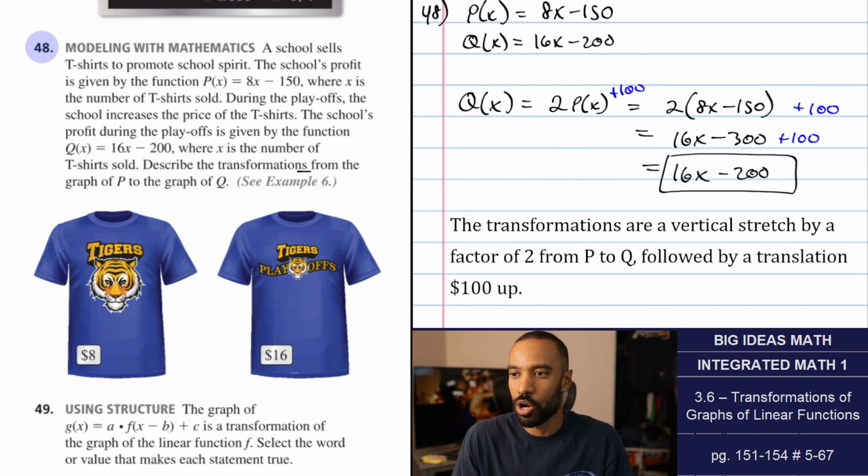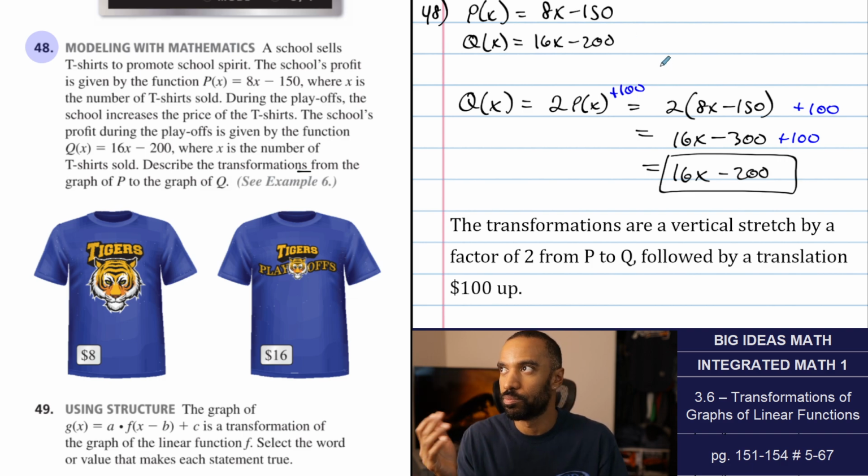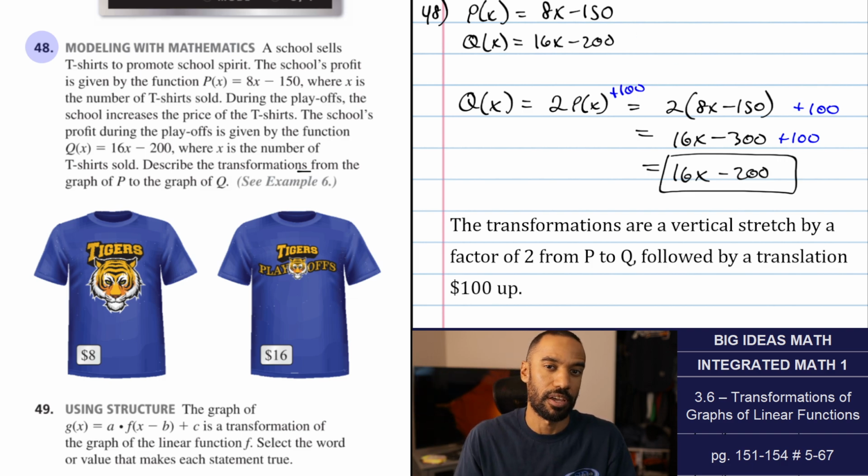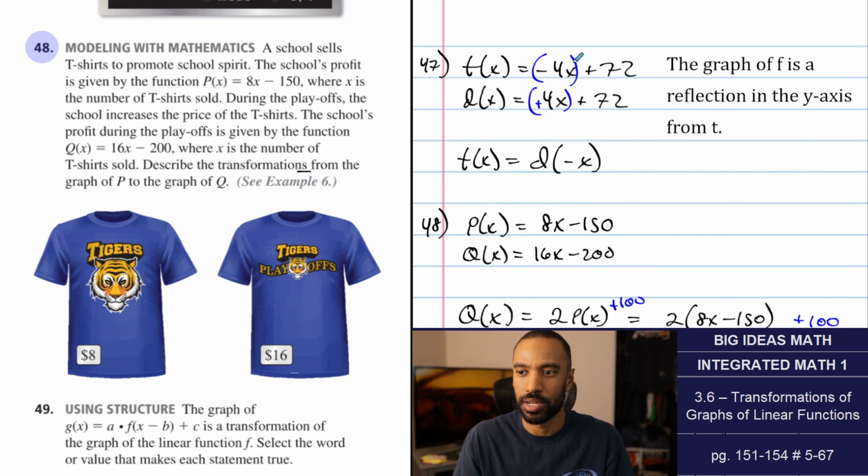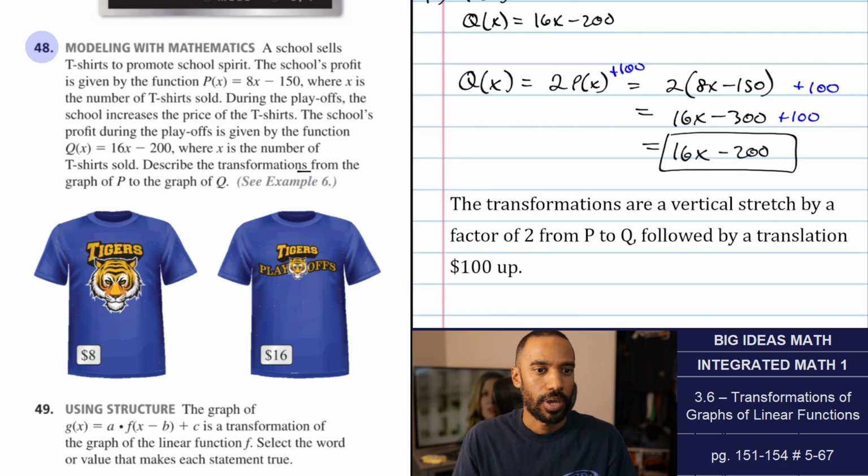There's more than one way to do this though, right? We could have talked about a horizontal stretch or compression or whatever. I'm not as big a fan of horizontal things unless I feel like I have to do it. This one felt a lot better to do a horizontal one, a reflection in the y-axis. Okay, number 49.